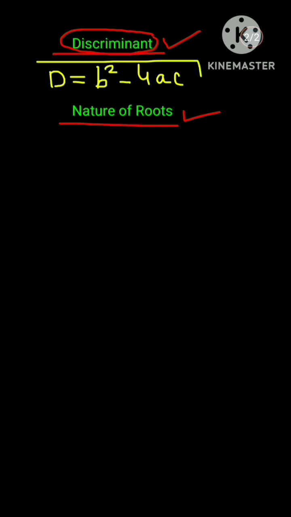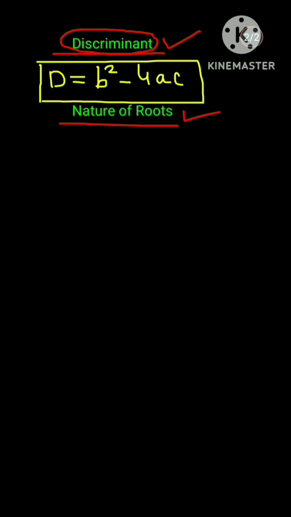For discriminant, we have a formula, and that formula is D equal to b square minus 4ac. D stands for discriminant, right? And by using this formula, we can get the discriminant of a quadratic equation, and according to that discriminant, we can easily know the nature of roots without solving that equation, right?